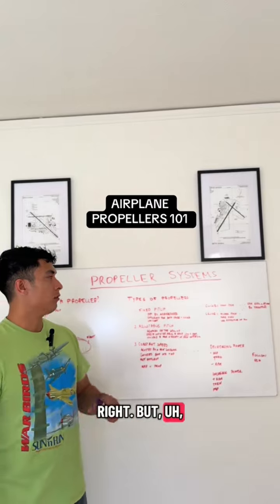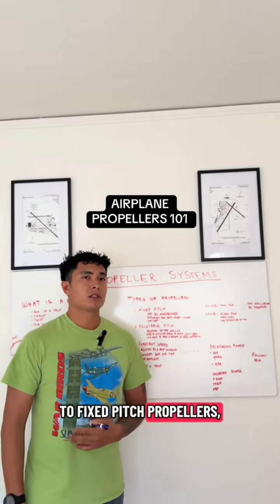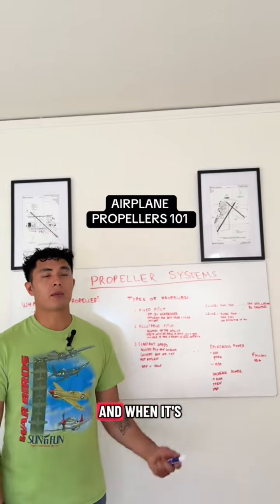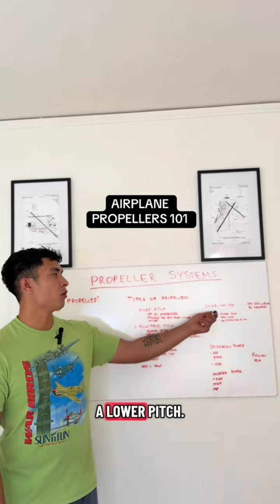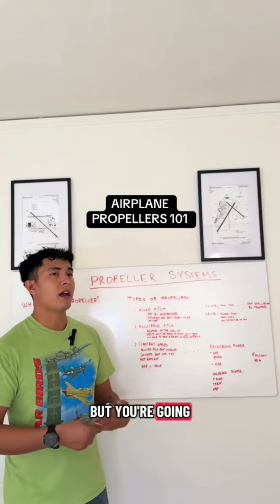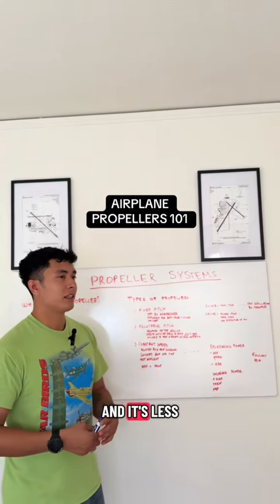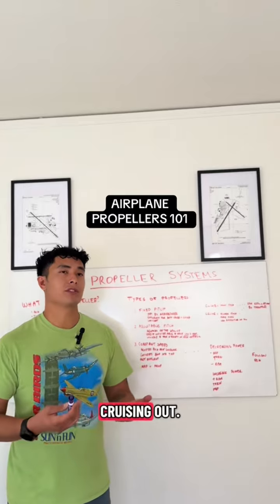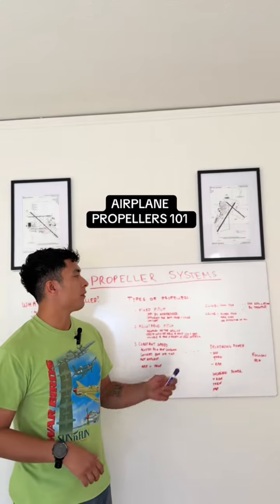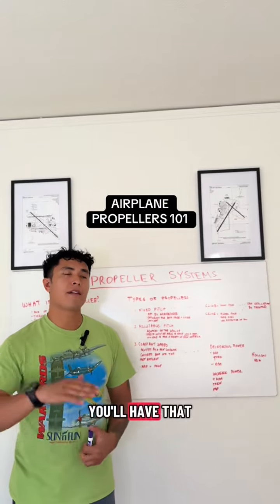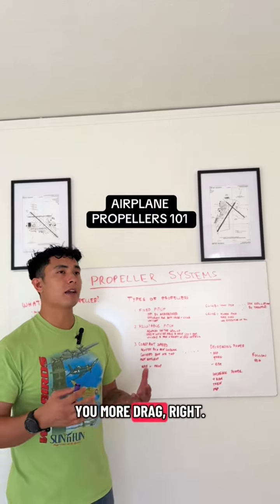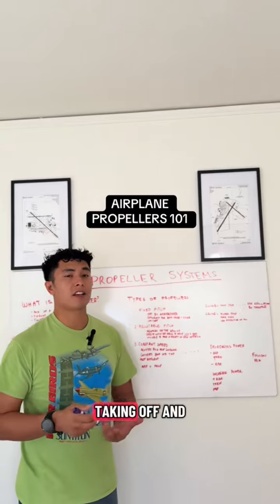But fixed pitch propellers can be set in either a climb setting or a cruise setting. When it's set in the climb setting, it is at a lower pitch, which will be more beneficial for takeoff and landing, and you're going to have less drag, but it's less efficient when cruising. So for climbing and descending, it's much better to have a climb propeller. But with a cruise propeller, you'll have the propeller set at a higher pitch, which therefore gives you more drag when you are taking off and landing.